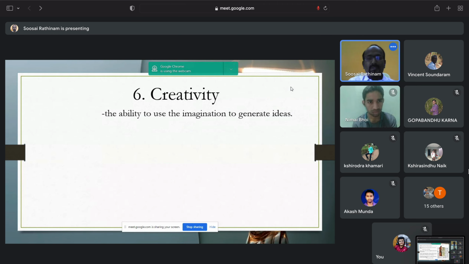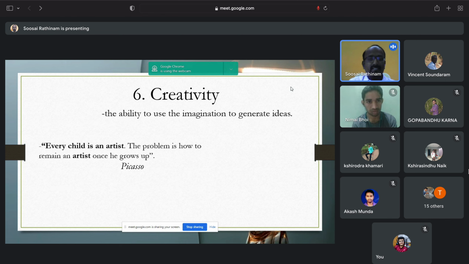And creativity. I don't think I'll have to deal much with creativity because this is one of the four important C's. And what does creativity mean? The ability to use the imagination to generate ideas. Picasso once said, every child is an artist. The problem is how to remain an artist once he grows up.